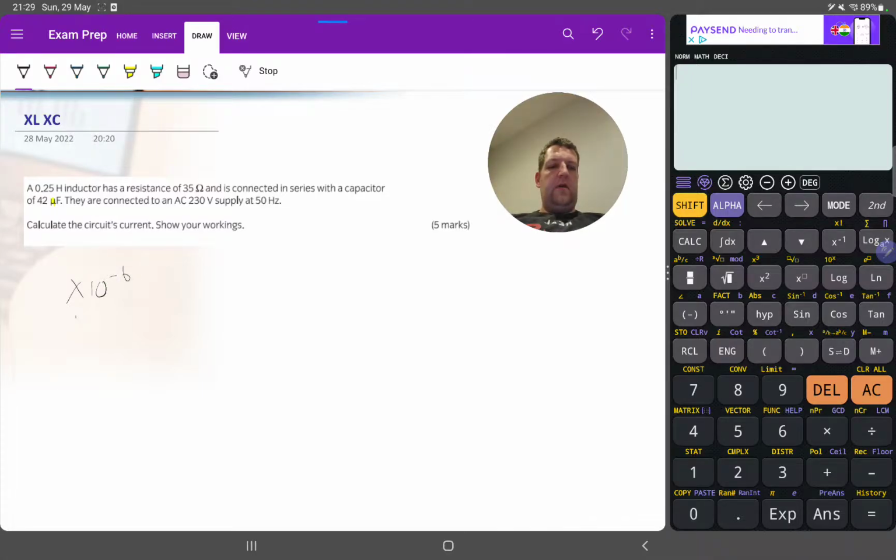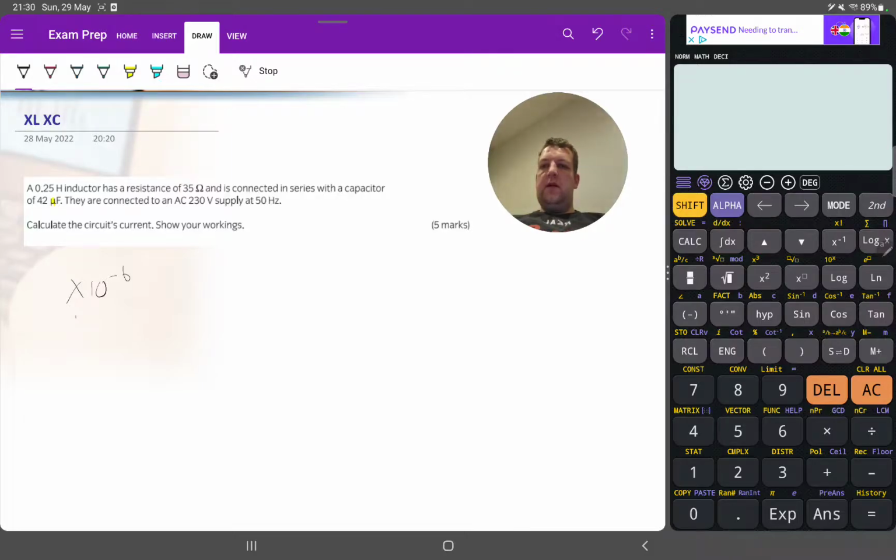On the calculator on the right hand side, we use the EXP button at the bottom. So EXP, the minus that's in brackets on the left hand side, and then 6. And it converts our number down. But we'll look at that in a little bit more detail once we get going. Okay.